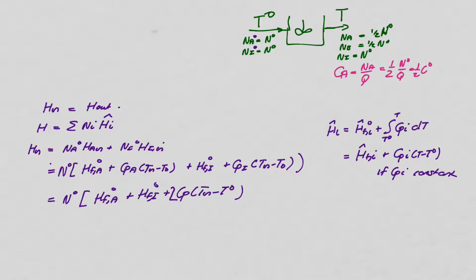Now, how do you calculate enthalpy? Well, the enthalpy is the enthalpy of formation plus the integral of Cp dT between the reference conditions and the stream temperature. If Cp is constant, this simplifies to just the enthalpy of formation plus Cp of the component times the temperature difference. But that only is true if Cp is constant.